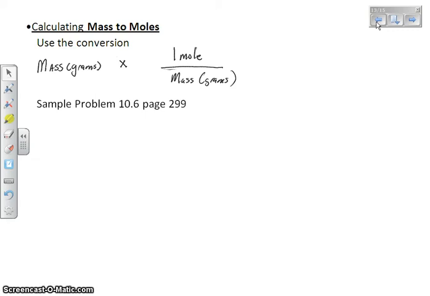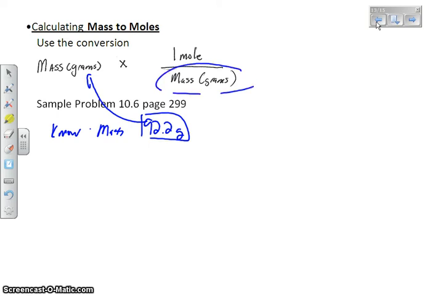So what do we know? We know the mass of the overall compound is 92.2 grams. This is the number that will go there. This mass, we have to figure out what 1 mole of Fe2O3 is. So what we don't know is moles. So we have to calculate 1 mole of this, Fe2O3. 1 mole.